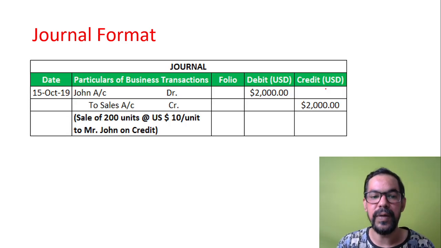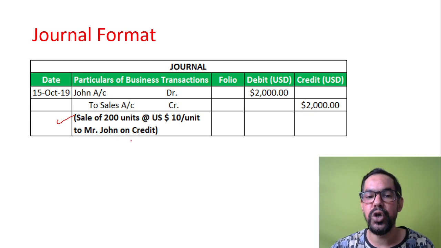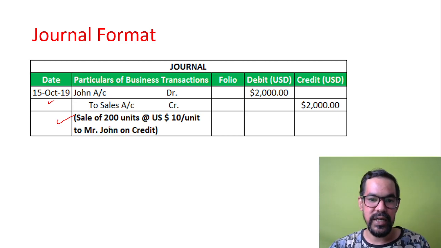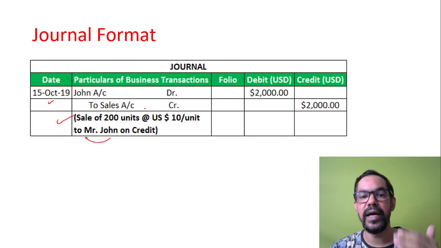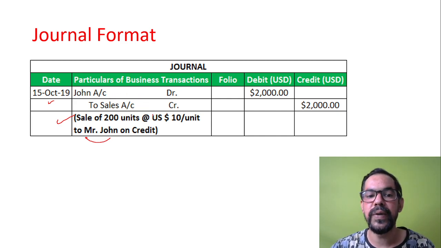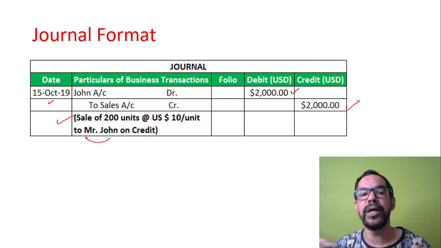We have an example: sale of 2,200 units at the rate of $10 US dollar per unit to Mr. John on credit. If you see the journal entry, on 15th of October 2019 this transaction happened. We made this sale to Mr. John, so John's account will be debited and the sale account will be credited. It is debited by $2,000 and the sale account credited by $2,000.